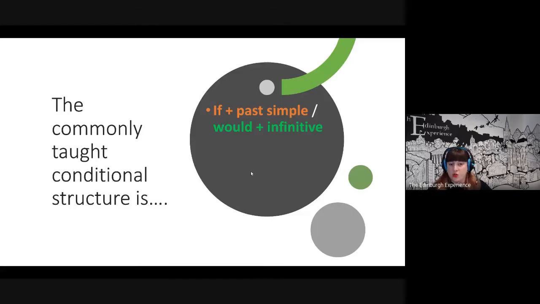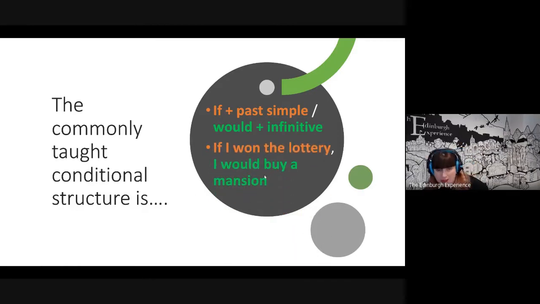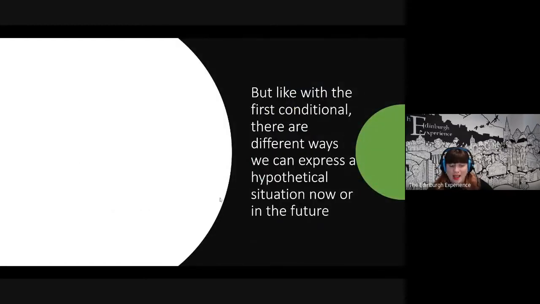Commonly, the ones that you'll see in your grammar books for the second conditional look like this: if with the past simple, would with infinitive. If I won the lottery, I'd buy a mansion. That's what your classic second conditional would look like. But the same as with the first conditional, there are actually lots of different ways we can express this hypothetical situation now or in the future.